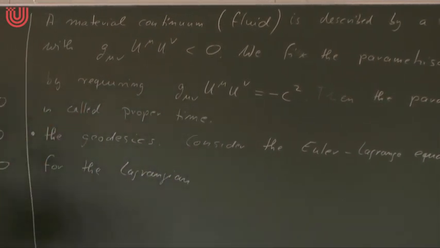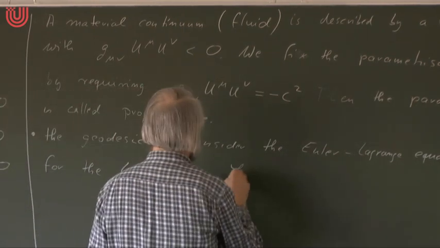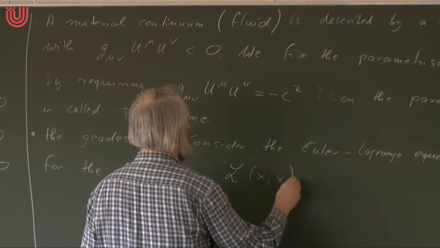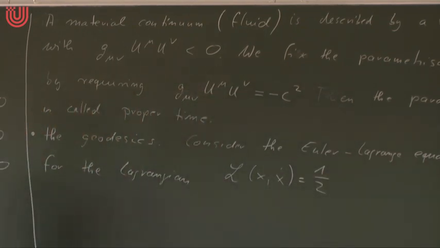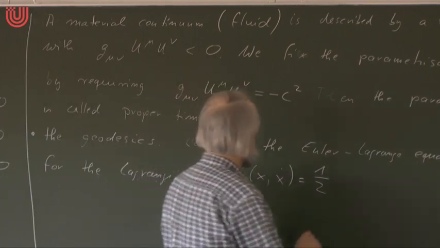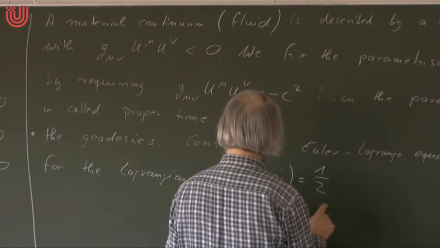It is built from the metric. So we want to get something which comes from the metric. And we do this in the following way. There's a factor 1/2, which is a pure convention. Some people omit it, by the way. But the majority of people put the 1/2 here.